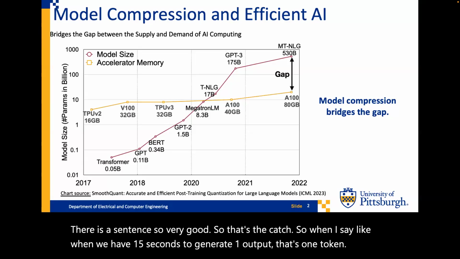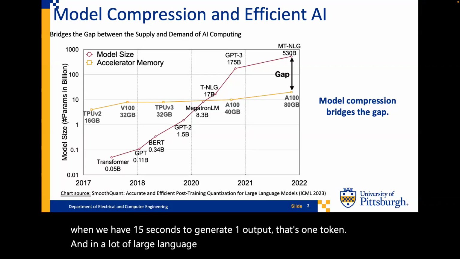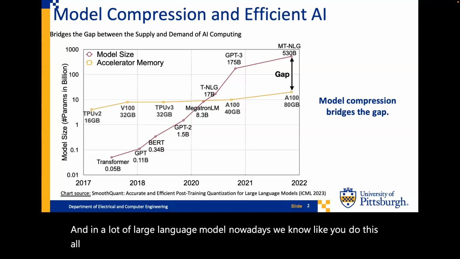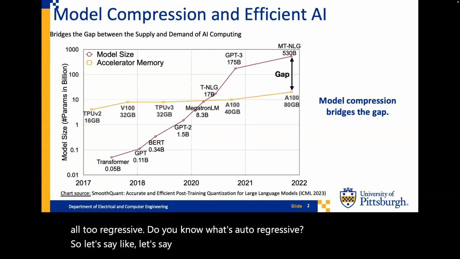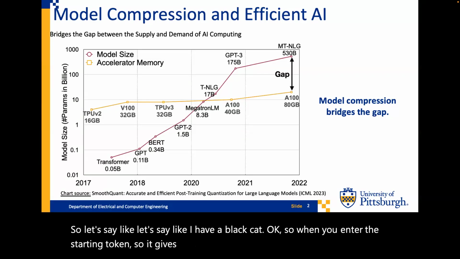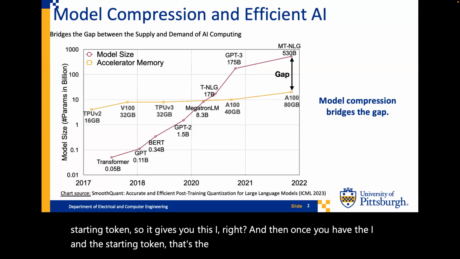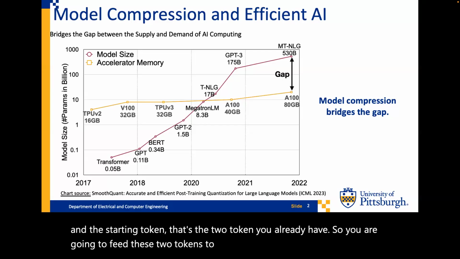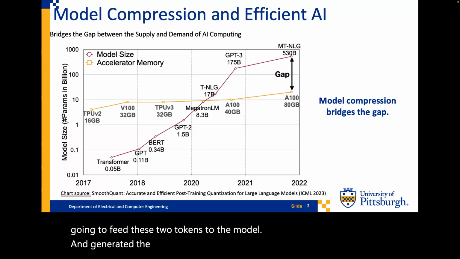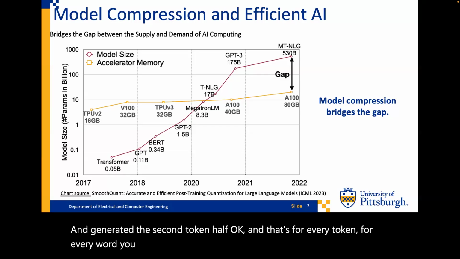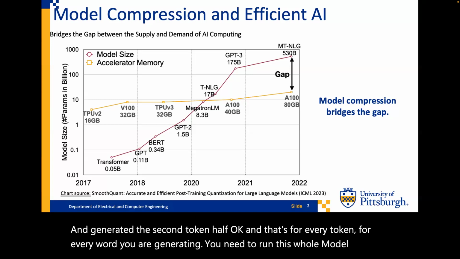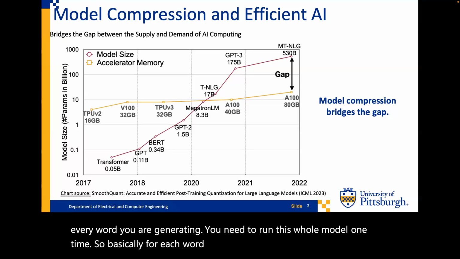And in a lot of large language models nowadays, we do this autoregressive. Do you know what autoregressive is? So let's say I have a black cat. When you enter the starting token, it gives you this "I", right? And once you have the "I" and the starting token, that's two tokens you already have. So you feed these two tokens to the model to generate the second token, "have". And for every token, for every word you are generating, you need to run this whole model one time. So basically for each word you need 15 seconds.